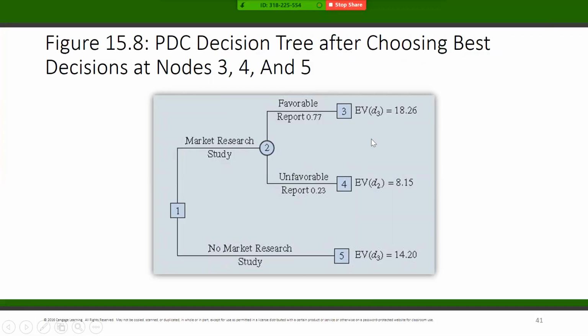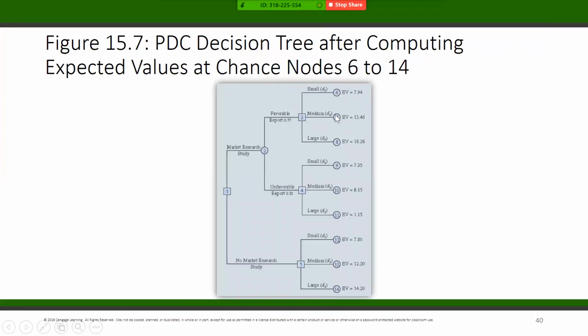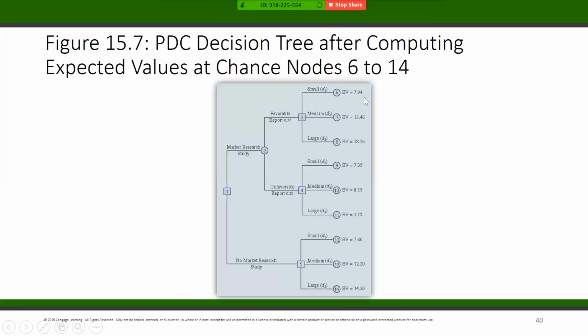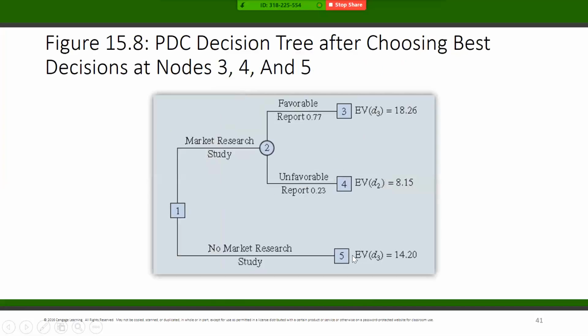And so now, this is the decision tree after choosing the best decision nodes at 3, 4, and 5, which are right here. So we're choosing the best ones of these. And as we can see, 18.26, 8.15, and 14.20. If you want to see where that is, 18.26 is the max, so that is the large. The 8.15 is the medium. And 14.2, again, is the large, okay?